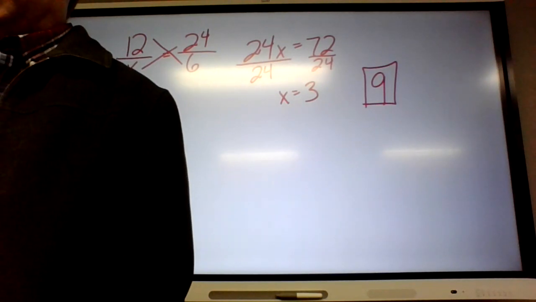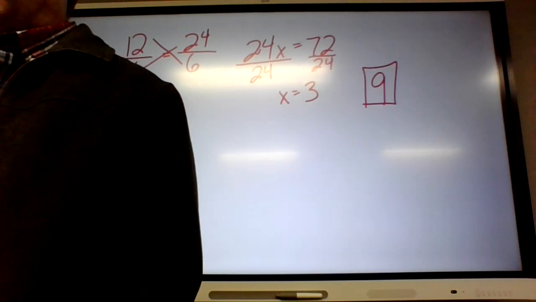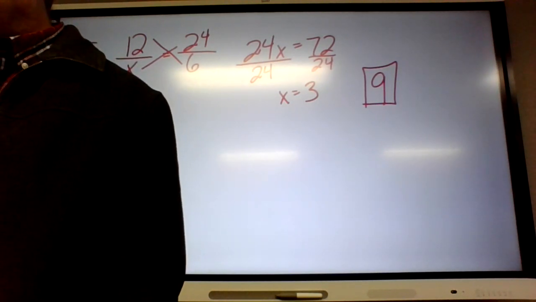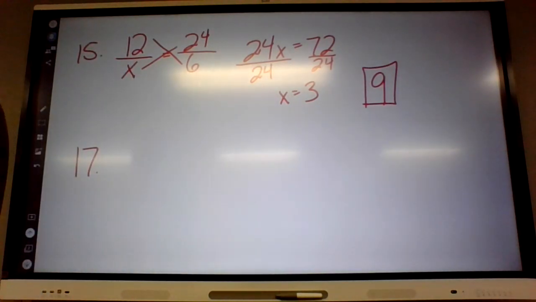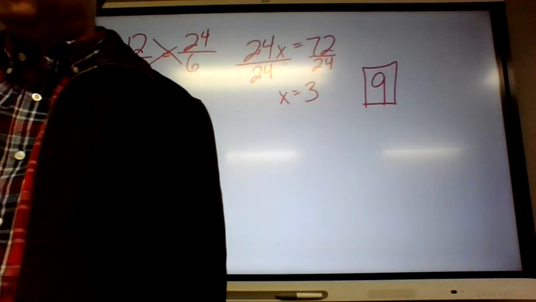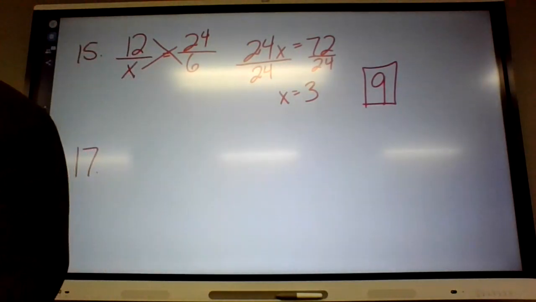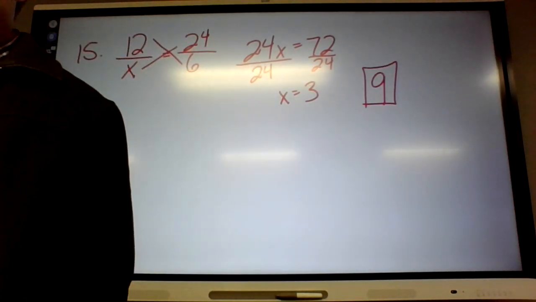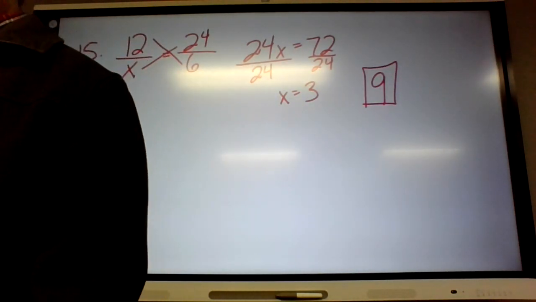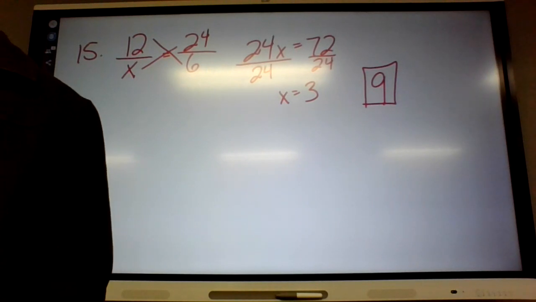Alex, 16 is a little bit easier because you can just do 22 over X. X would be the question mark this time. So 22 over X equals 18 over 9. Congratulations.